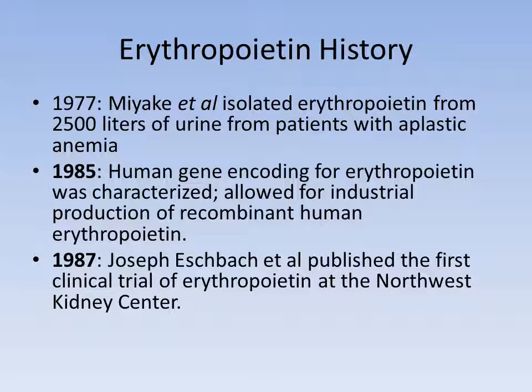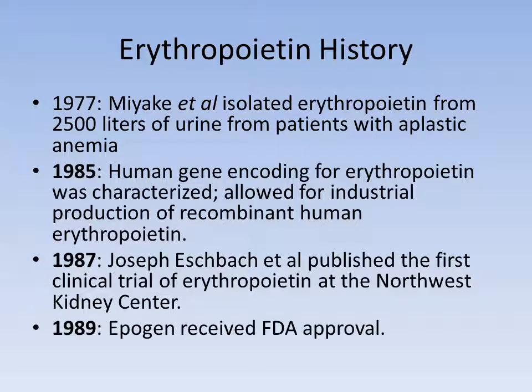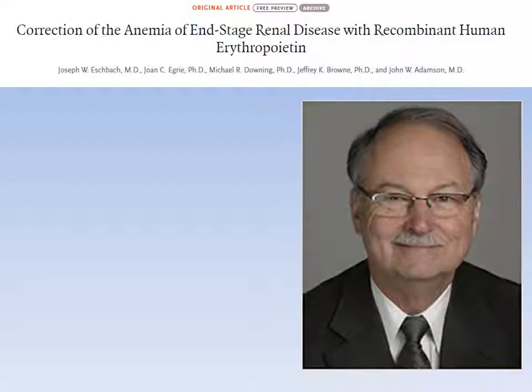In 1987, Joe Eschbach, a nephrologist who worked at the Northwest Kidney Center, conducted the first clinical trial of Epogen. And I think it's just amazing that the first Epogen trials were conducted at our organization. In 1989, Epogen received FDA approval. Okay, so this is a picture of Joe Eschbach.